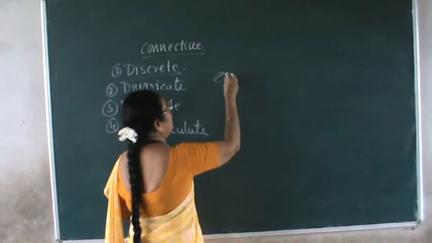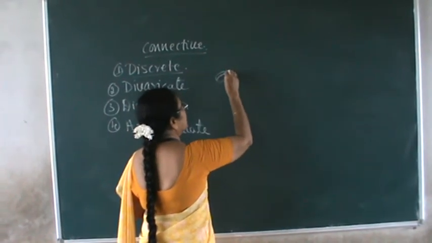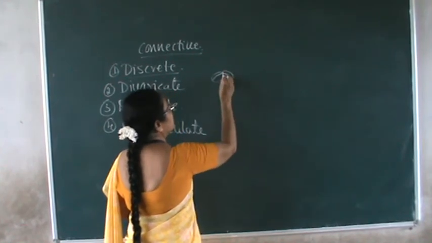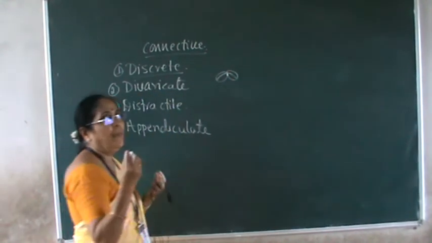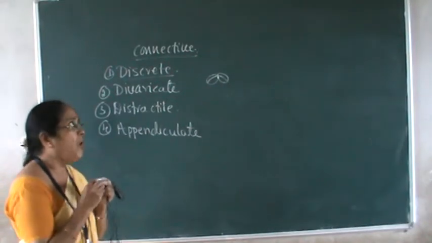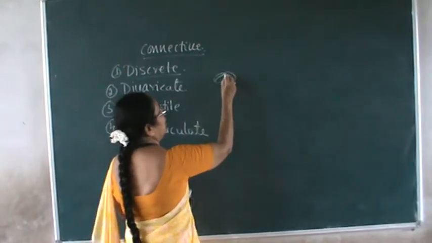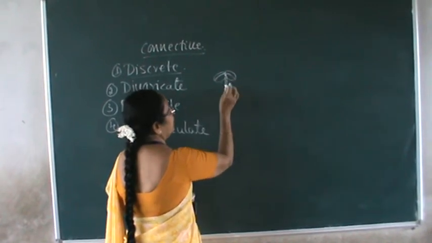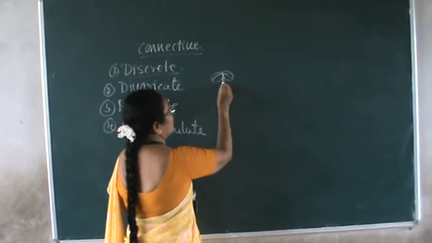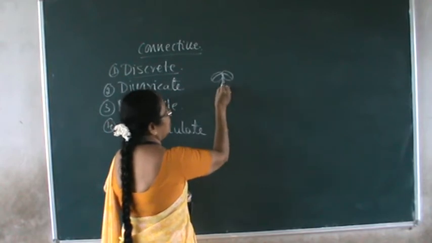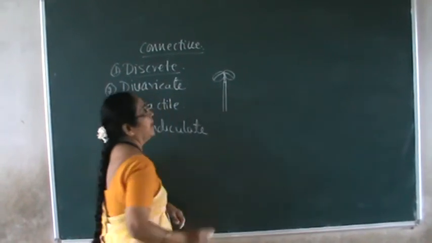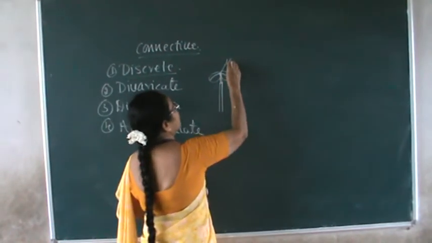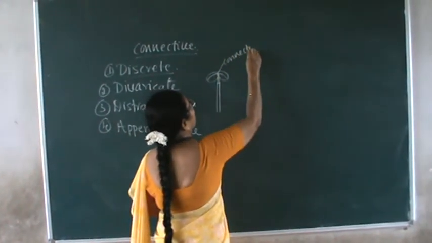This is one anther lobe. So, second anther lobe. And only this much. Okay. The connective becomes a very small patch, a very small patch of connective tissue. It is going to hold the two anther lobes together. And this is the filament of the stamen connected to the pedicel of the flower. Here, this is the small patch of connective.